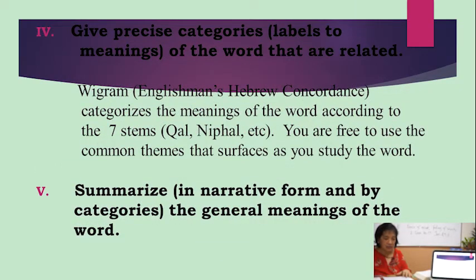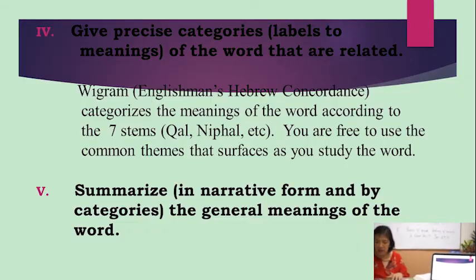So having grouped together the meanings and nuances of the word that are related to the term that you are studying, you now give precise categories or labels to meanings of the word that are similar or related. Wigram, Englishman's Concordance, categorizes the meanings of the word according to the 7 stems, like your Kal, Niphal, etc. You are free to use the common themes that surface as you study the word.